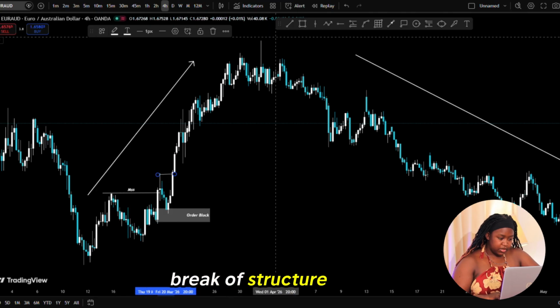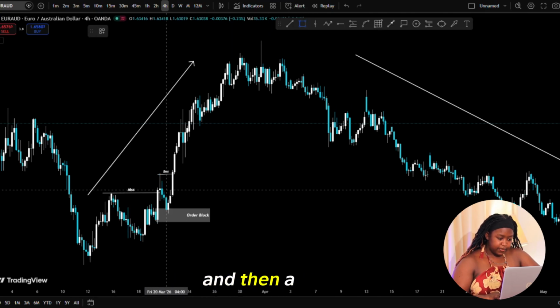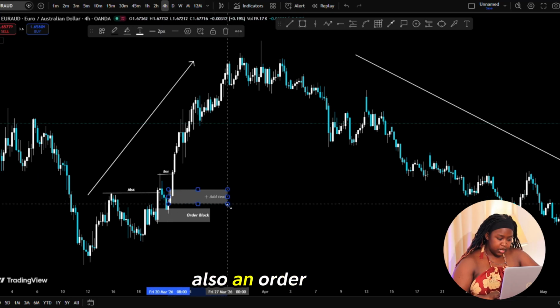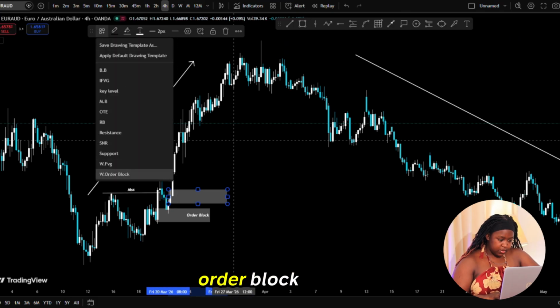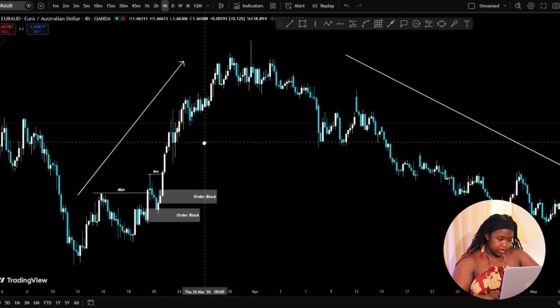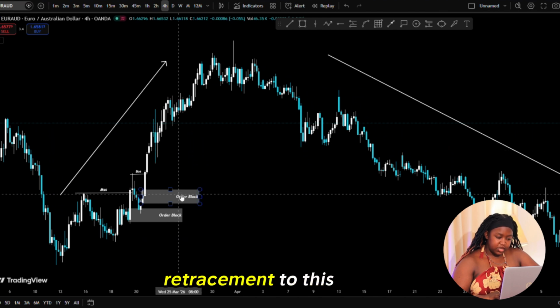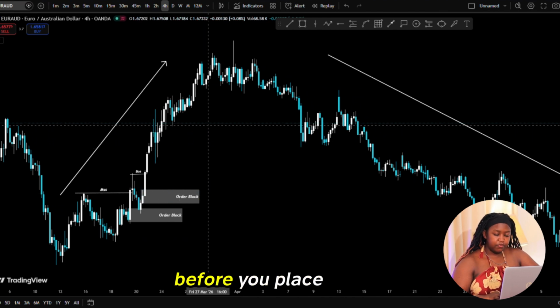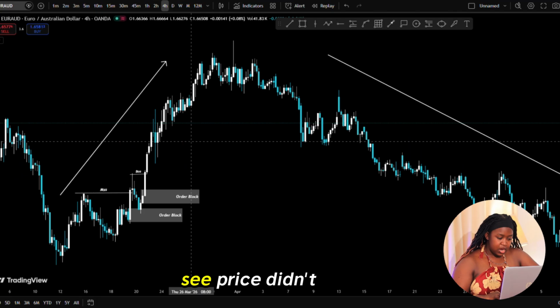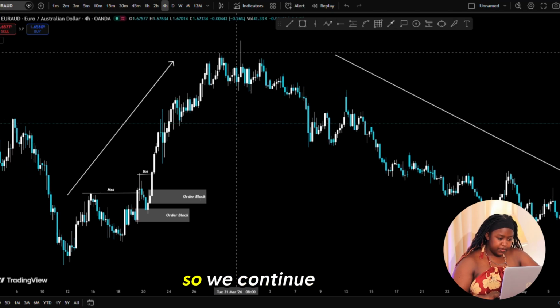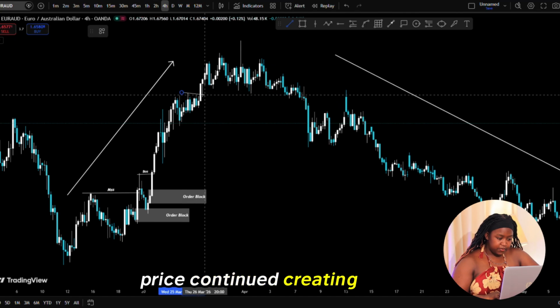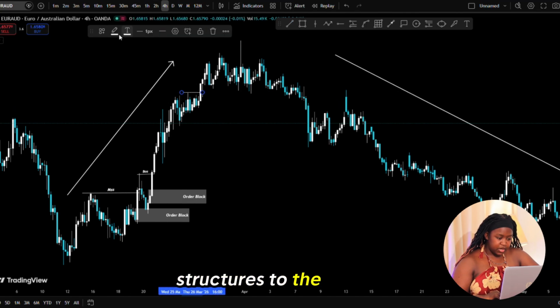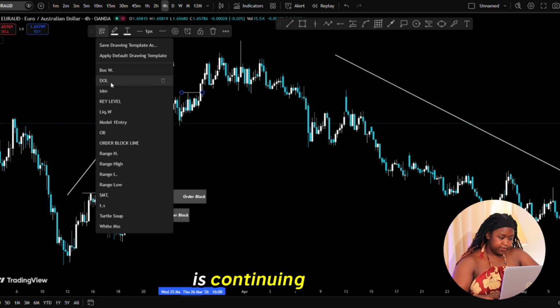This is a break of structure, and a key level that caused it right here, also an order block. This is an order block, so you have to wait for a retracement to this order block before you place your entry. And as you can see, price didn't retrace, so we continue. Price continued creating multiple break of structures to the upside, meaning the trend is continuing.